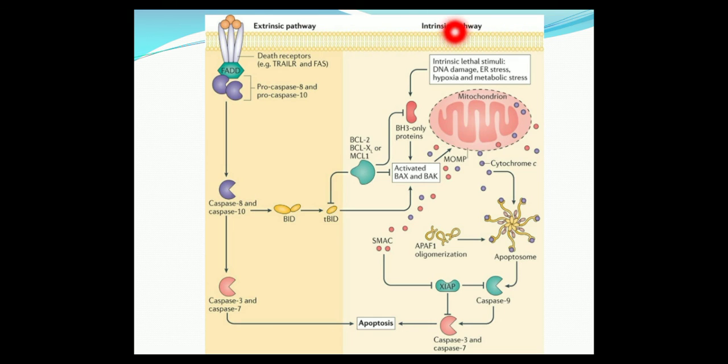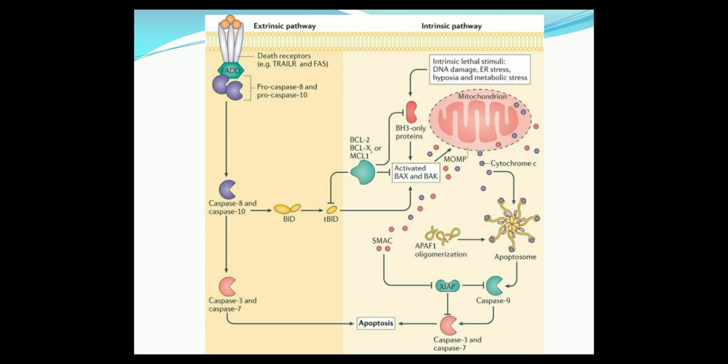Extrinsic and intrinsic. Guys, the extrinsic pathway is simply the apoptosis process in which the signal for apoptosis is received by the cell from somewhere else, from neighboring cells, from the external environment. But in the intrinsic pathway the signals are received from within the cell. The genes within the cell send a signal to the cell that it needs to go for the apoptosis process.